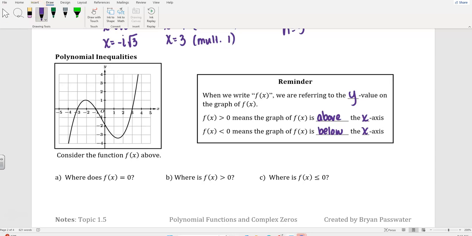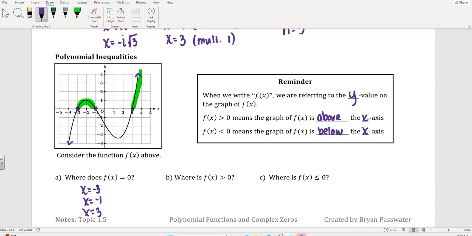Here, they might ask you where f of x equals 0. You're just given the x-intercepts for that graph. So for this one, you would get x equals -3, x equals -1, and x equals 3. If they ask us for the parts where f of x is greater than 0, we are looking for where the graph is above the x-axis. For this graph, I'm going to assume, since they did not put dots at the end, that there are arrows here.